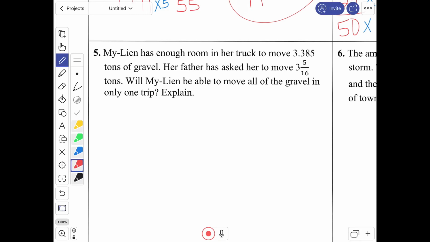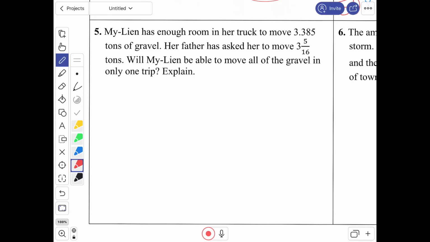Mylene has enough room in her truck to move 3.385 tons of gravel. Her father has asked her to move 3 5/16 tons. Will Mylene be able to move all the gravel in only one trip? So we want to see if this number is bigger than what Dad's asking her to do. So we need to change 5/16 to a decimal so we can compare. I think the easiest thing to do would be to divide that one out.